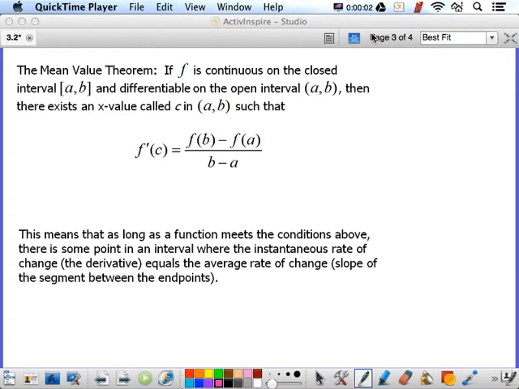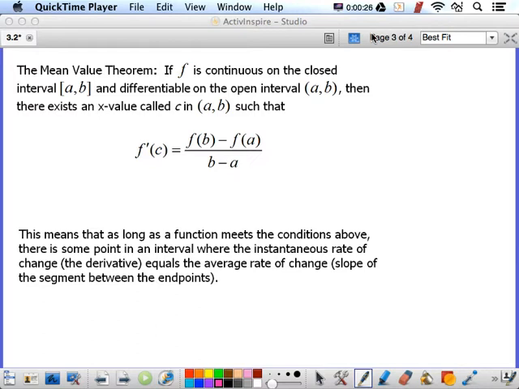The second theorem we want to look at in this chapter is called the mean value theorem. And it states that if you have a function that is continuous on a closed interval and differentiable on the open interval from a to b, and that's just like Rolle's theorem, but it does not have to be that f of a equals f of b. Those are the only two conditions for the mean value theorem: it has to be continuous on the closed interval and differentiable on the open.